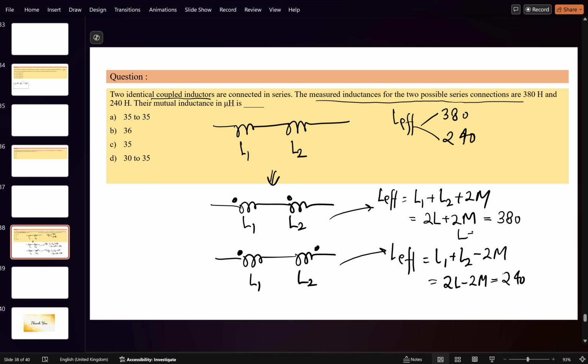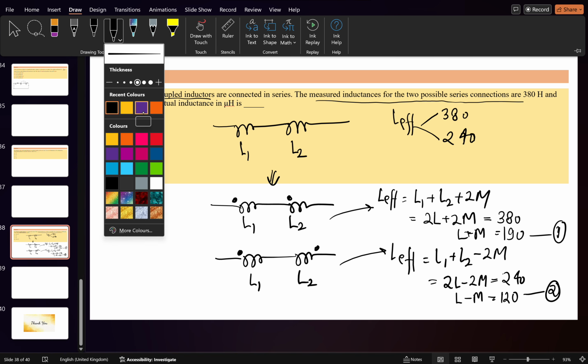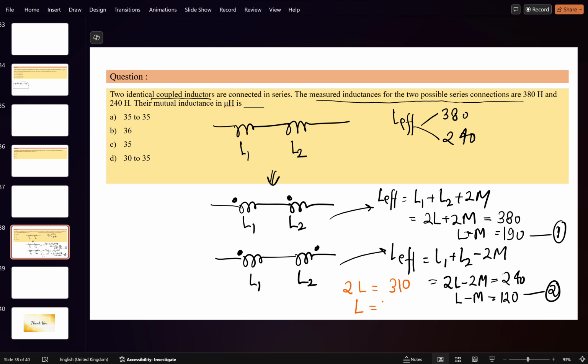So here you will get the L plus M value as 190, and here you will get the L minus M value as 120. This is equation 1. This is equation 2. When you solve these two equations, let me solve here itself. Add both equations, you will get 2L. It will come out to be 310. L will come out to be 155.